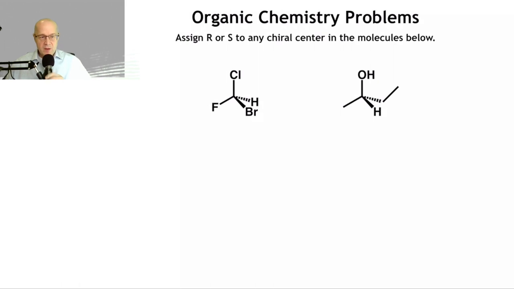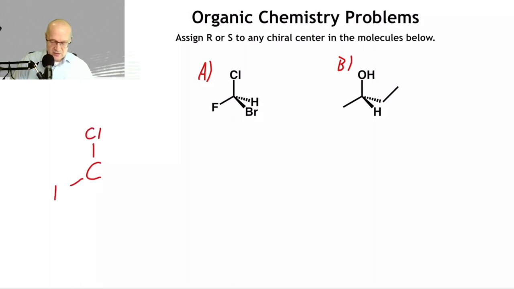All right. First thing you want to do, assign priority. So I'm going to redraw the molecule. I'm going to redraw A. Let's just call this one B. I'm going to redraw A over here. So A has a carbon attached to a chlorine, attached to a fluorine, attached to a bromine, attached to a hydrogen, just like that. Now, we got to assign priority. Before I do anything else, I assign priority to all my groups.